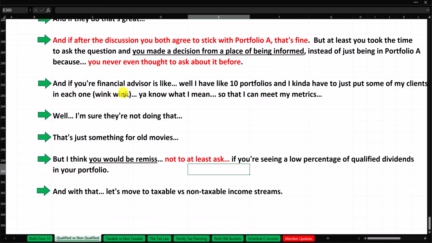And if your financial advisor is like, well, I have like 10 portfolios and I kind of just have to put some of my clients in each one, wink wink, you know what I mean, like so I can meet my metrics, well, I'm sure they're not doing that, okay? That's just something for old movies. But in all seriousness, I think you would be remiss not to at least ask if you're seeing a low percentage of qualified dividends. And with that, let's move to taxable versus non-taxable income streams.